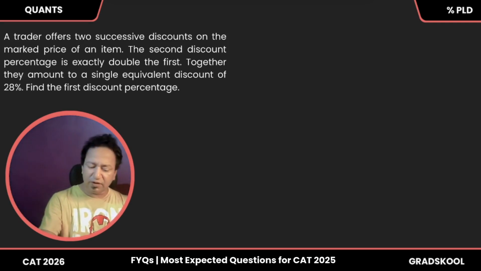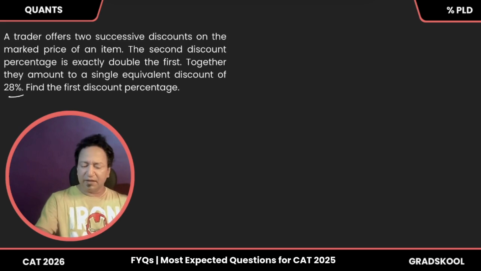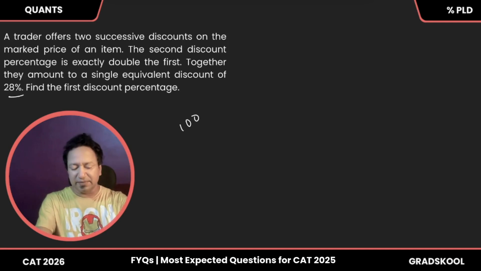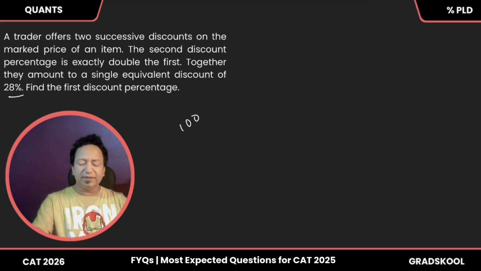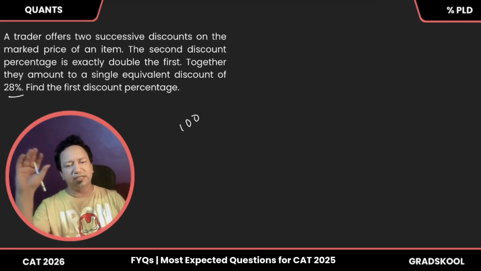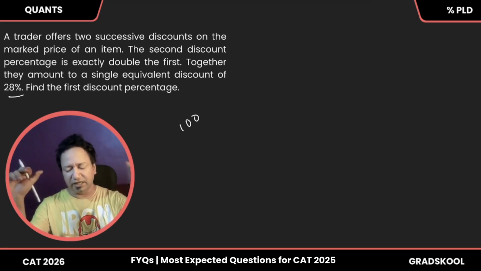Okay, so if overall discount is 28%, I can assume one thing. Let's say the mark price was 100. Now you might be thinking, why not 100x? Why not some kind of arbitrary random variable? That's because the question doesn't give us any constant value, right? Neither the mark price nor the profit, anything, discount, etc. in absolute value is not given to us.